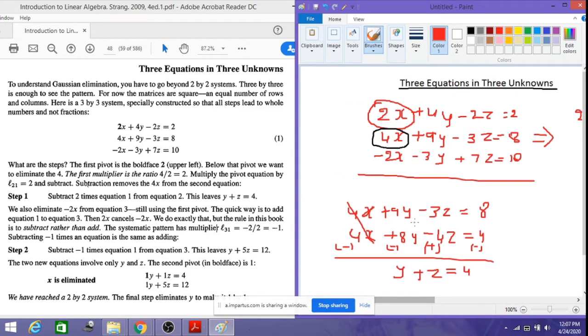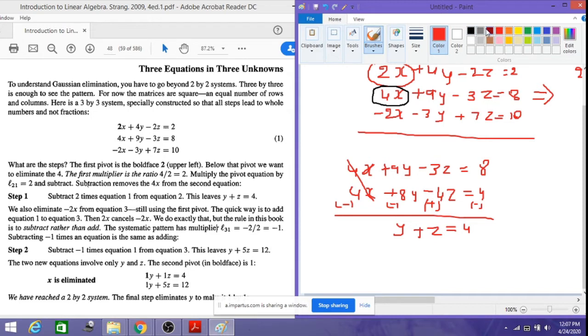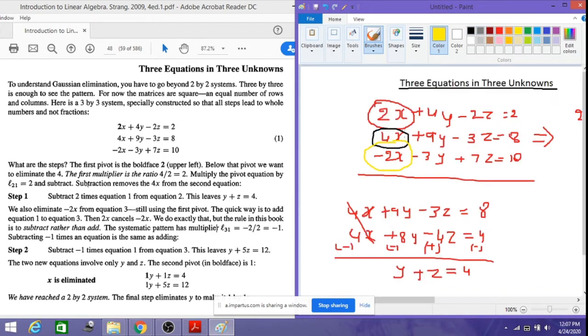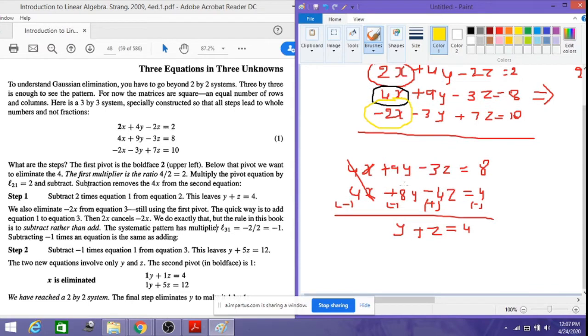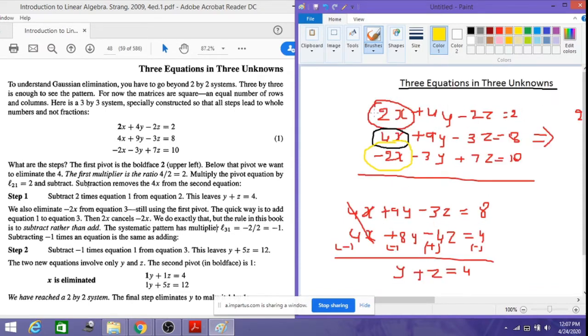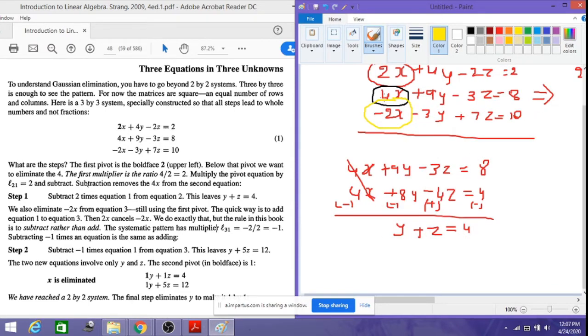Now we will continue and eliminate this one. To eliminate this, again we will follow the same method. We will multiply equation 1 by some multiplier so that I can subtract. So what I will do is multiply the first row by minus 1 and subtract it from equation 3.